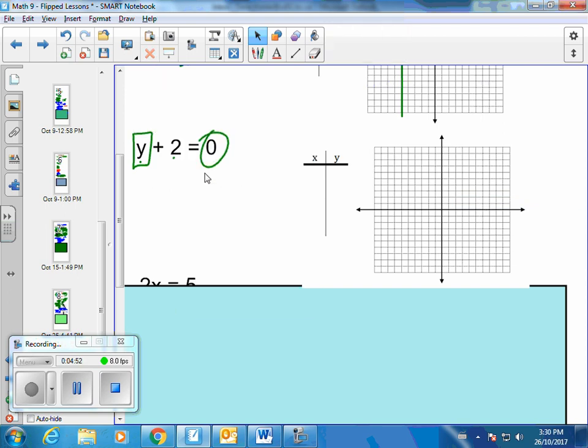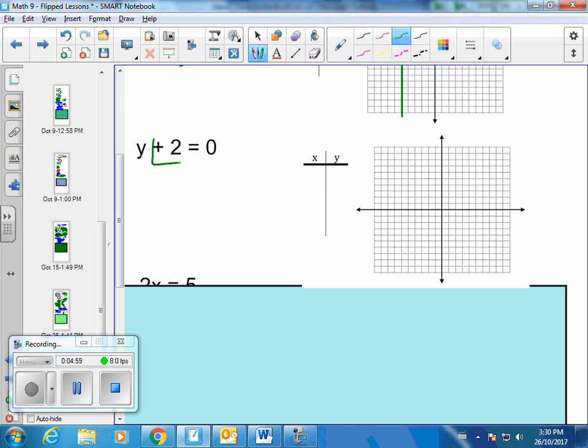So what do we have to do here? Well, I have y plus 2 equals 0. I need to isolate that y. So what I'm going to do is get rid of this plus 2. The way I'm going to do it is by doing the opposite. So I'm going to minus 2 over here.